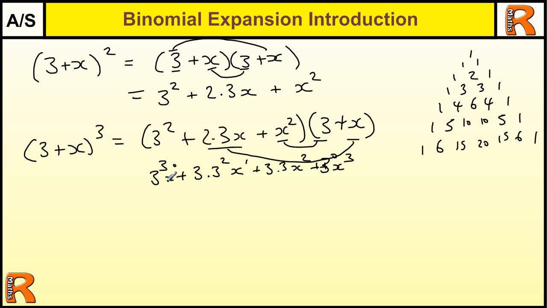And in front of those we have 1 lot of 3 cubed, 3 lots of 3 squared, 3 lots of 3 squared, and again there's 1 lot of this. And then those numbers come from Pascal's triangle.